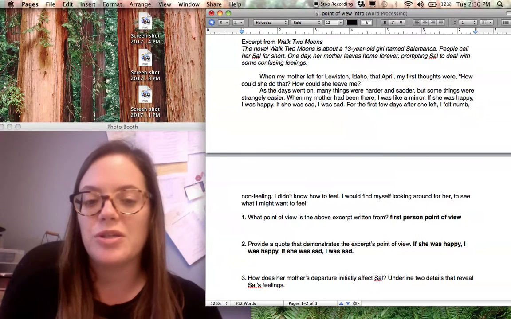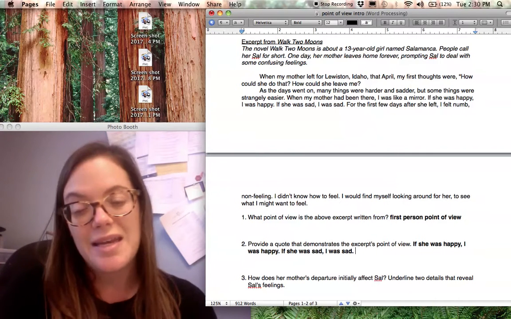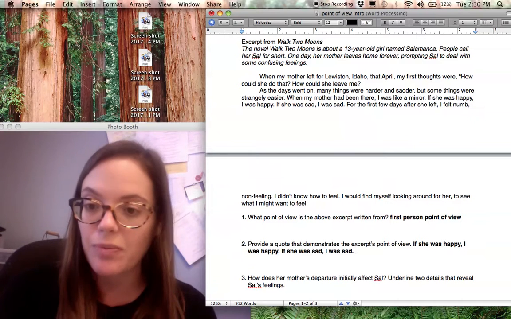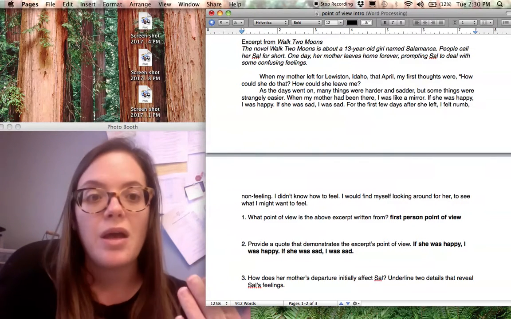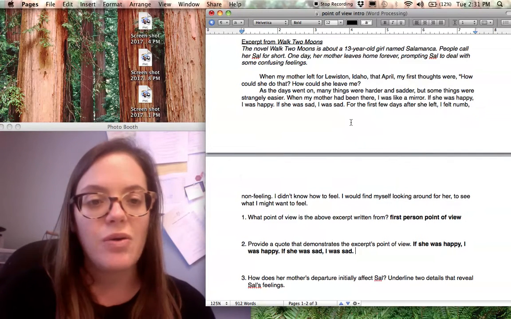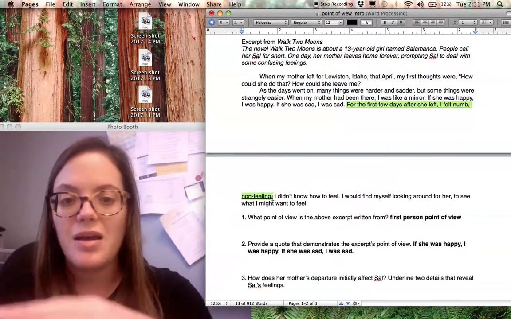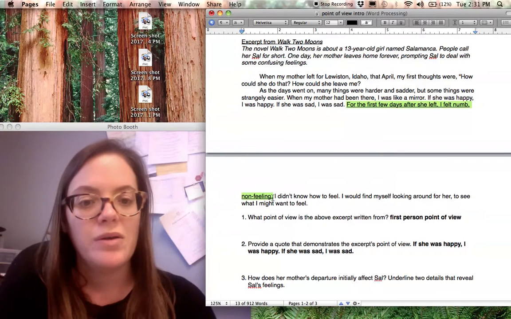Now, how does her mother's departure initially affect Sal? Underline 2 details that reveal Sal's feelings. Now, since we know Sal's thoughts and feelings as it's first-person point of view, it's a really important thing in first-person point of view, we can find details that show us that. So I'm going to find a couple to underline. So I'm going to say, for the first few days after she left, I felt numb, non-feeling. I'm going to underline that. So you need to underline that on your paper as well.